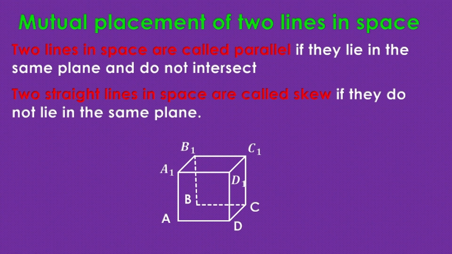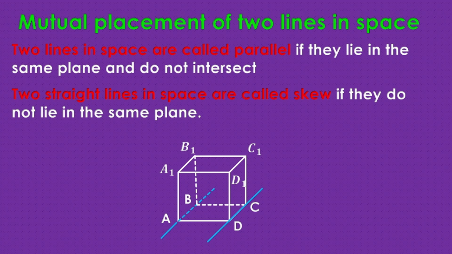And so, let's first consider what this mutual arrangement of two lines in space is. Well, first of all, two lines are called parallel if they lie in the same plane and do not intersect. Here I have highlighted in blue the lines AB and CD, which will be parallel. Why? Because they belong to the same plane ABCD.